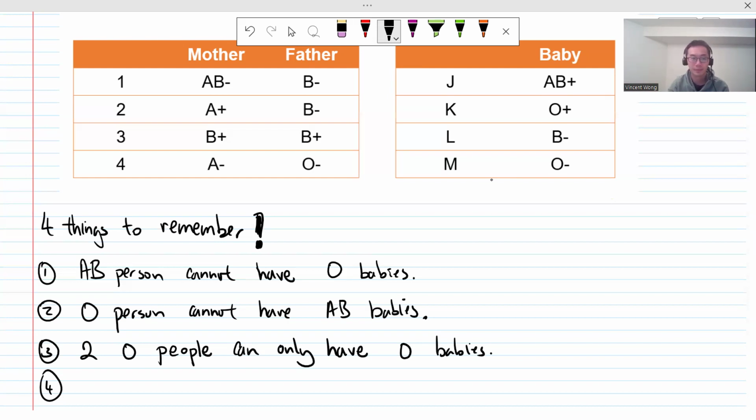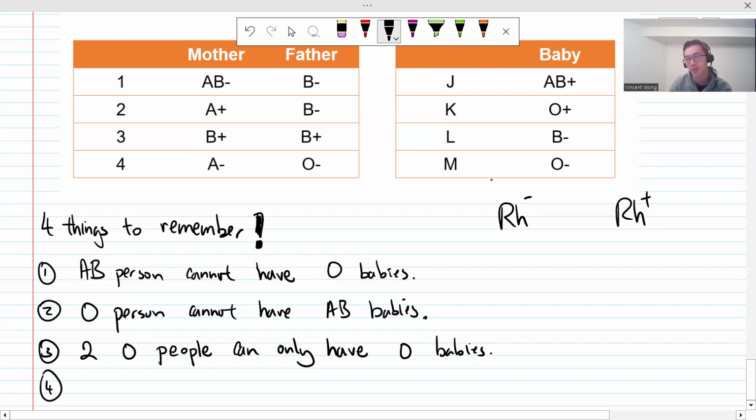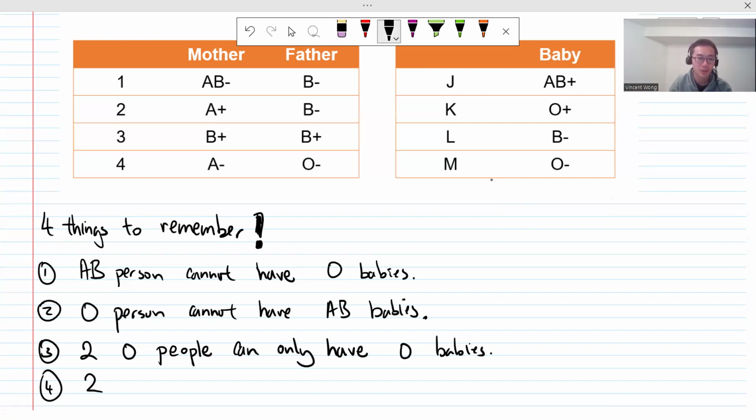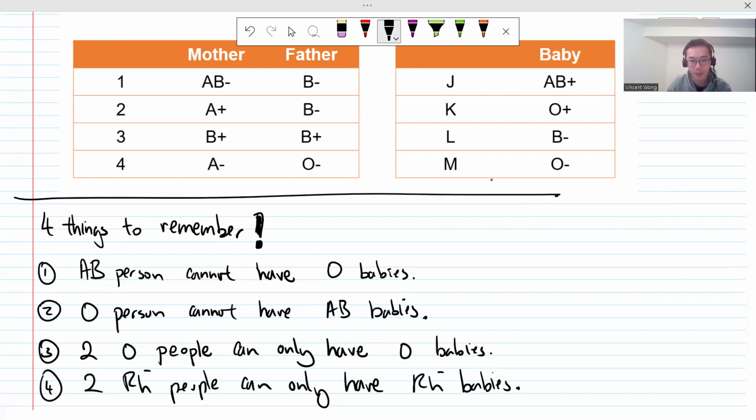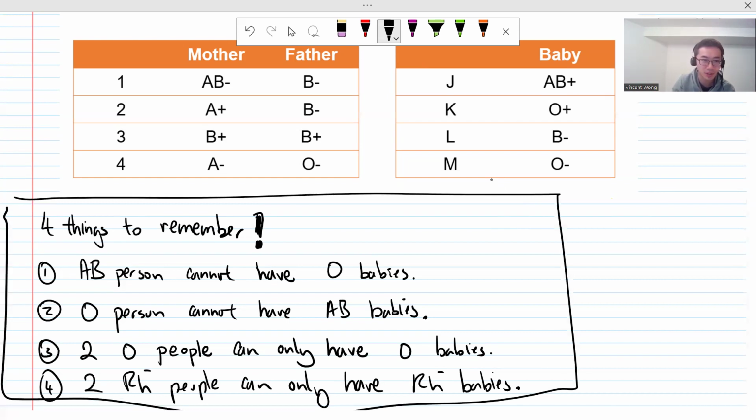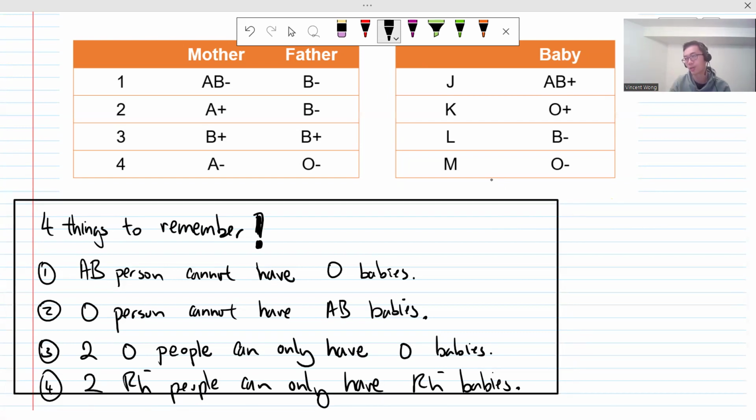RH negative and RH negative people cannot have RH positive babies. Sure they can, if I'm RH negative and the spouse is positive. No, I mean two RH negative people. That's right. So two RH negative people can only have RH negative babies, right? You have to remember all these 4 things when you see a question like this, and you will see a question like this on the test.